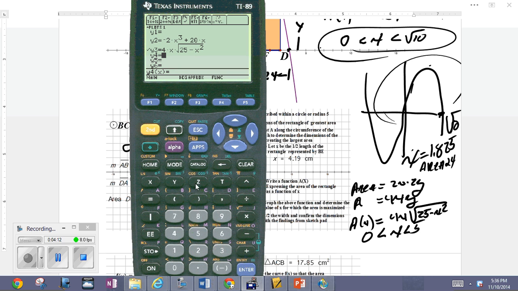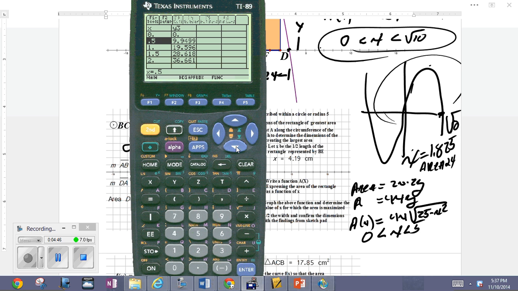Again, we don't even know what this curve is going to look like, but we can let our calculator help us find the point where it maximizes. So we're going to look at our table. Our table is going to start at 0. We're going to go to auto, and we'll increment it in units of 0.5. Then we'll look at our table and see where it peaks out.